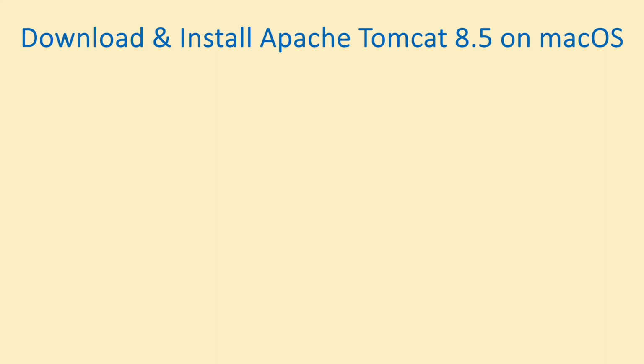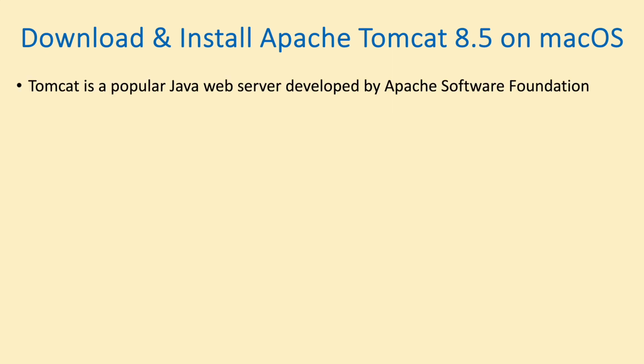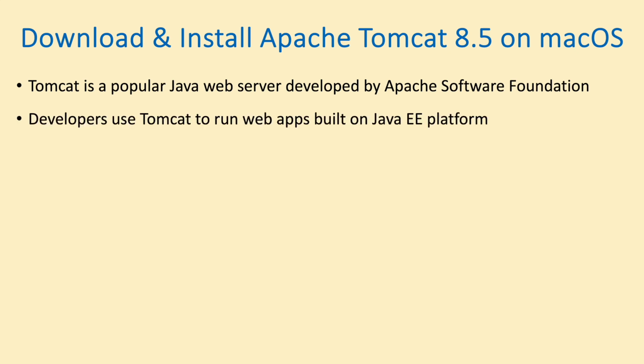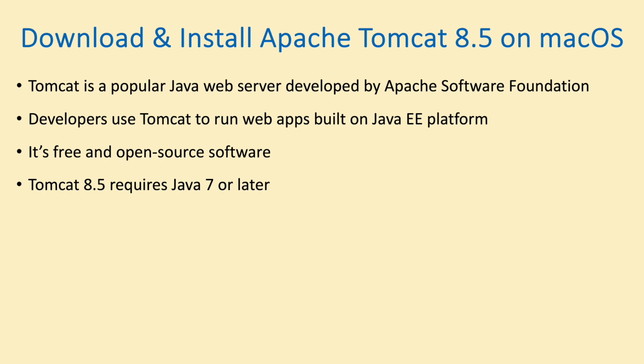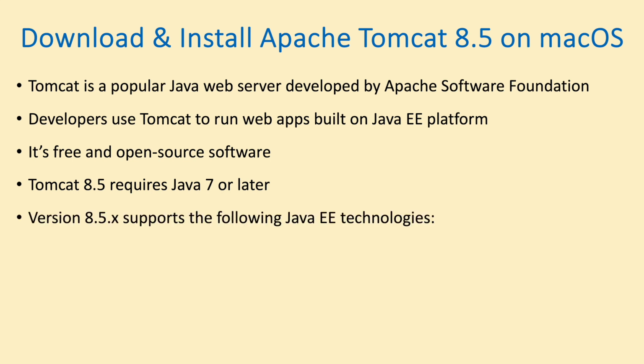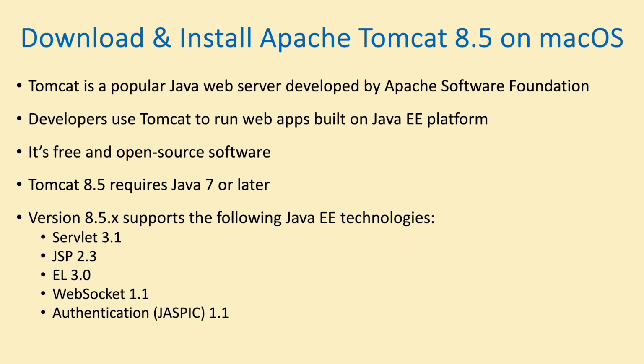And Tomcat is a popular Java web server developed by the Apache Software Foundation, and developers use Tomcat to run web applications built on the Java EE platform. It's free and open source software, and Tomcat 8.5 requires Java 7 or later. Tomcat version 8.5.x supports the following Java EE technologies: Servlet 3.1, JSP 2.3, EL 3.0, WebSocket 1.1, and authentication JavaScript 1.1.